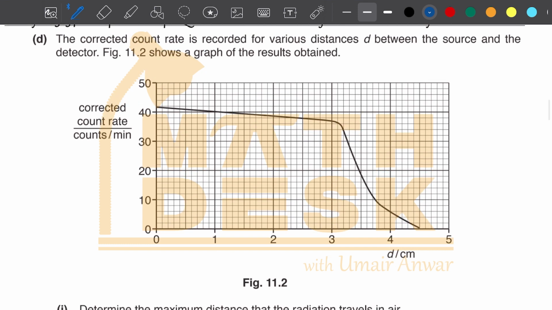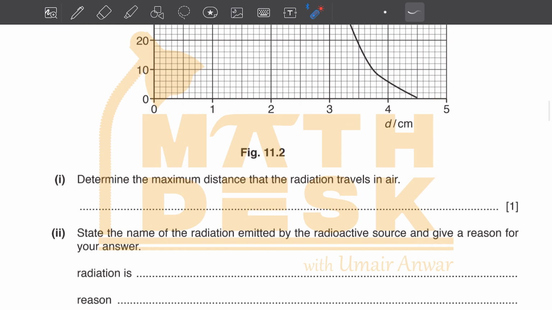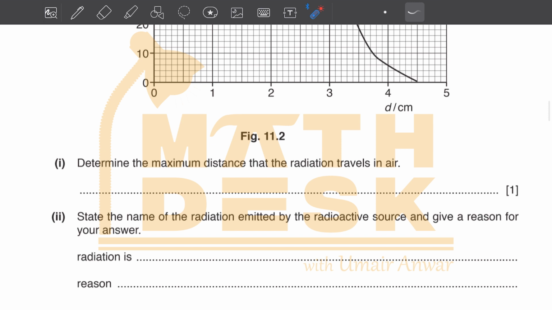So this is the graph which is showing the count rate or the counts per minute, and it is the corrected value which is being taken after subtracting the background radiation and the distance between the detector and the source. So we see that as the distance increases, there is a little decrease in the count rate, but after a certain value of the distance, the readings fall or decrease very rapidly. Now the question says determine the maximum distance that the radiation travels in air.